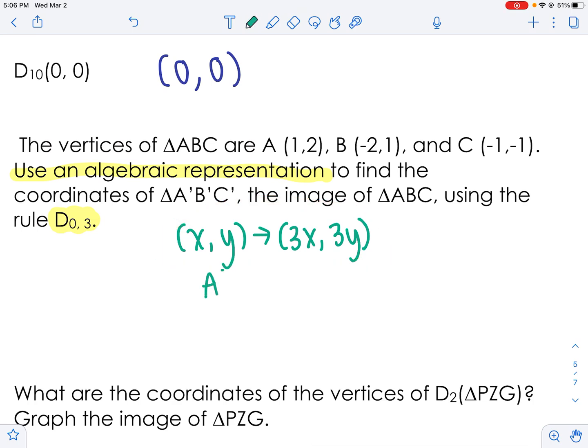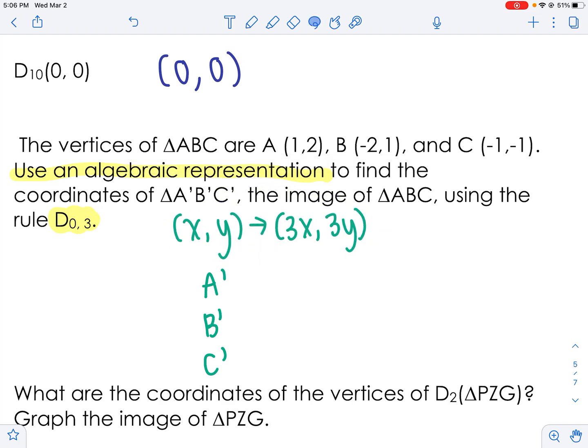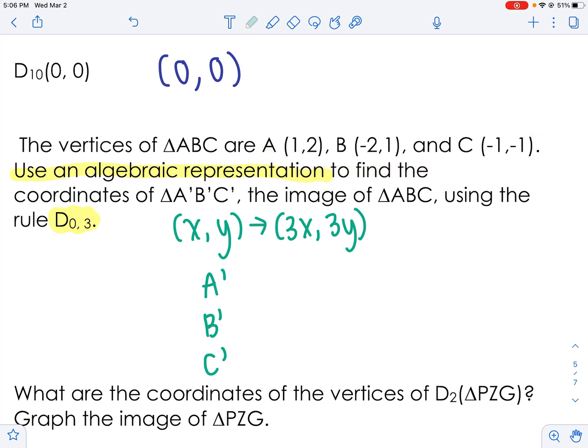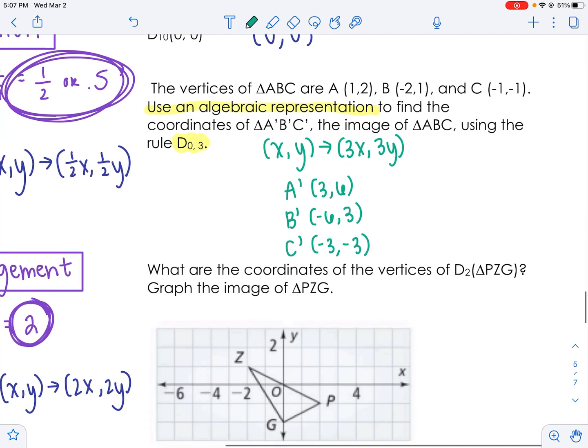So if I were going to find A prime, B prime, and C prime, all that I'm going to do is just take these numbers and multiply them by 3, every single one. So if I have 1, 2, we'll multiply by 3. A prime would be at 3, 6. If I have -2, 1, multiply it by 3, that would be at -6, 3. If I have -1, -1, multiply each piece by 3, that would be -3, -3, and that's it. That's how you find your points.